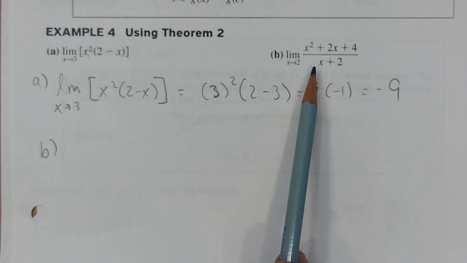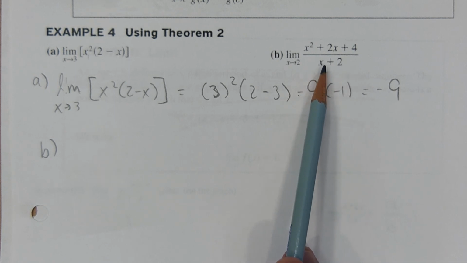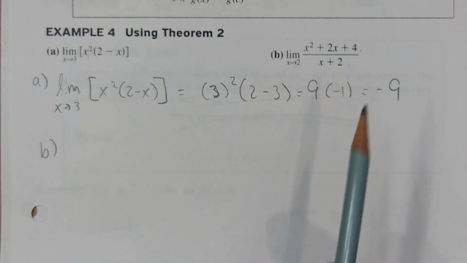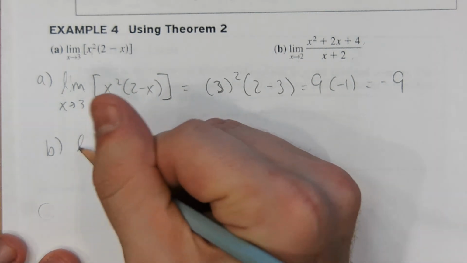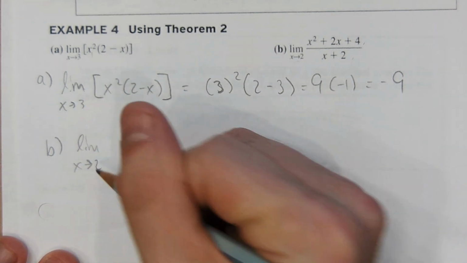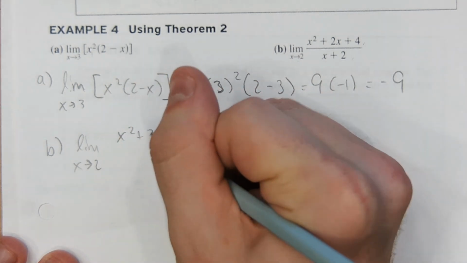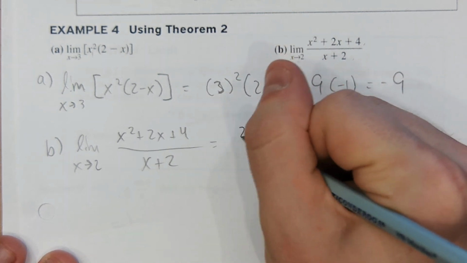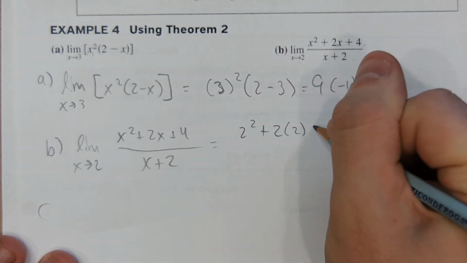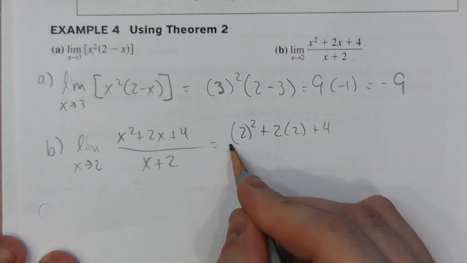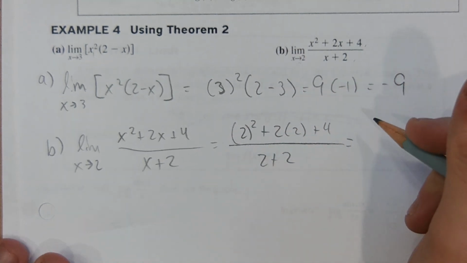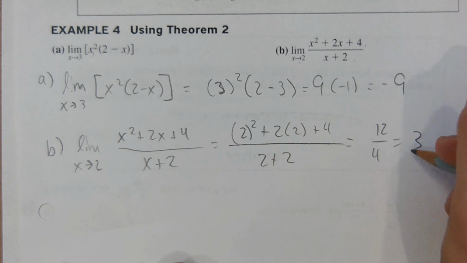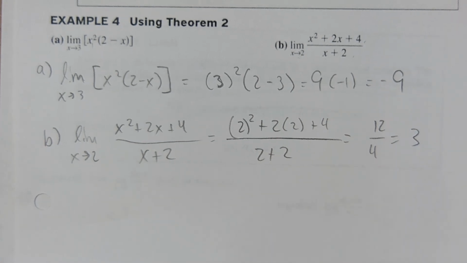The only time I would ever have a problem here is if I was trying to plug in the value -2, but I'm not. So guess what? Smooth curve. Plugging this in doesn't give me a 0 on the bottom. So literally, the limit as x approaches 2 of ugly rational function is just 2 squared plus 2 times 2 plus 4. I should have put that in parentheses. Over 2 plus 2. And this gives me 12 over 4, which is 3. And there it is. Your intro to limits.